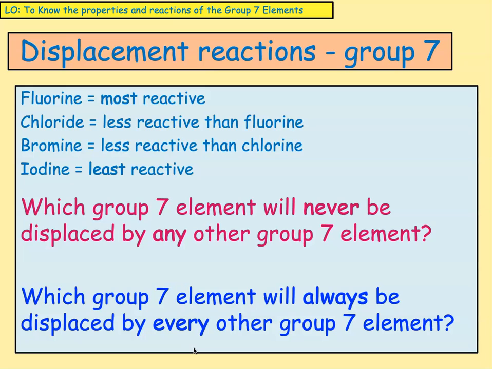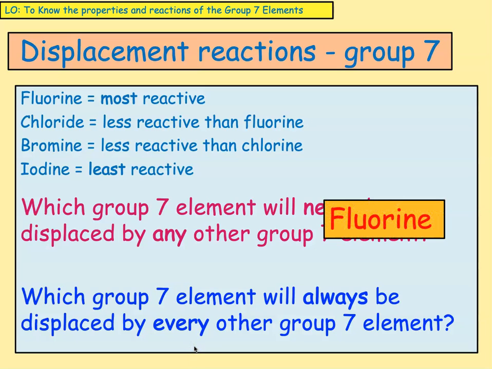So, which group 7 element will never be displaced by any other group 7 element from the 4 above? That's right. Fluorine will never be displaced because it's the most reactive. Which one will always be displaced? That's right. Iodine, because iodine is the least reactive. So all the others will always displace iodine.